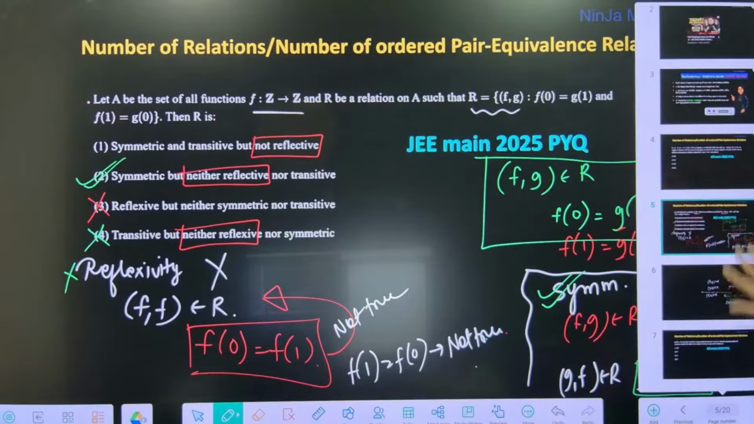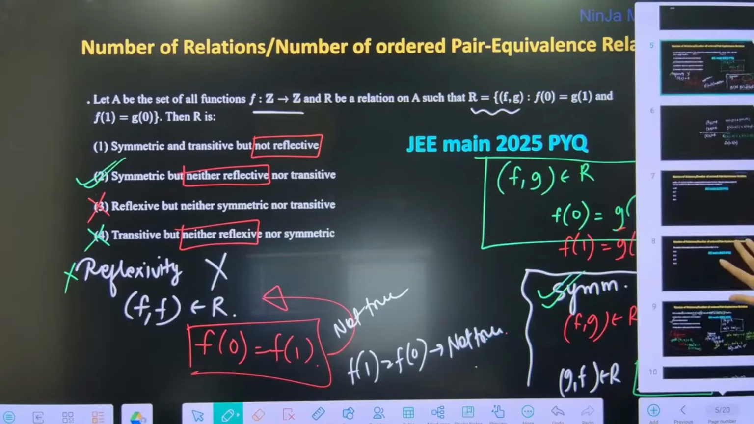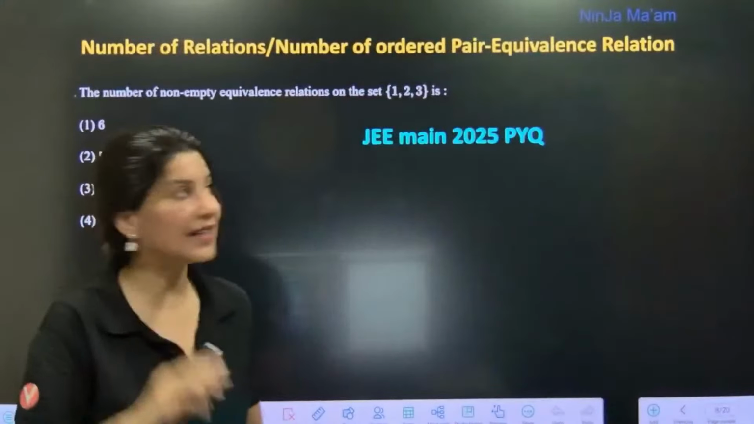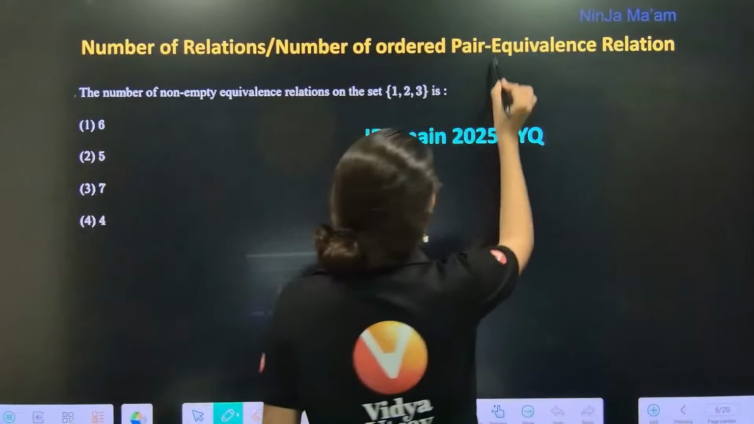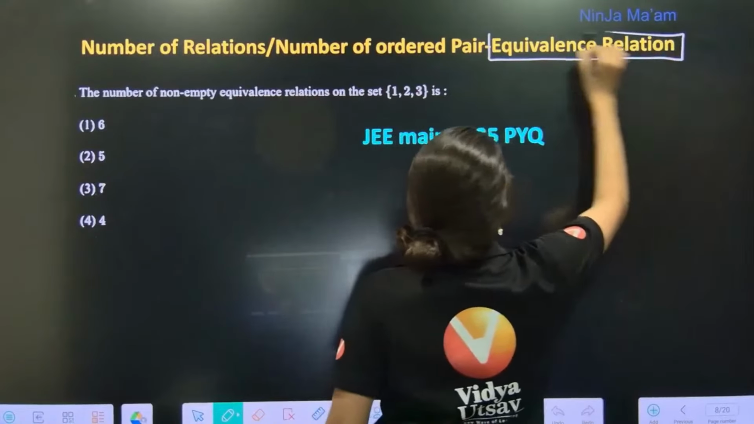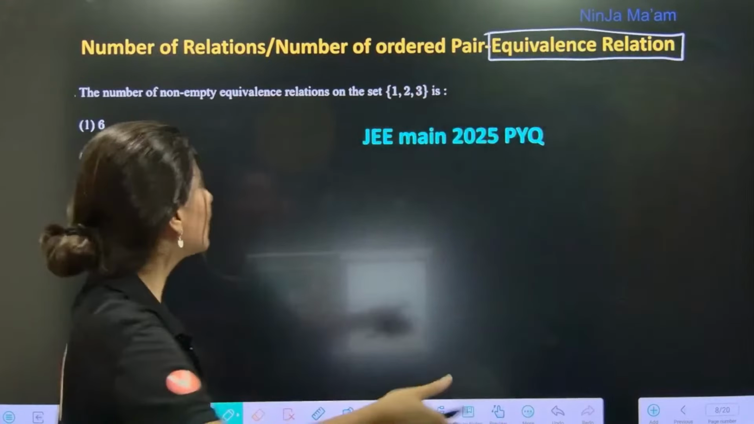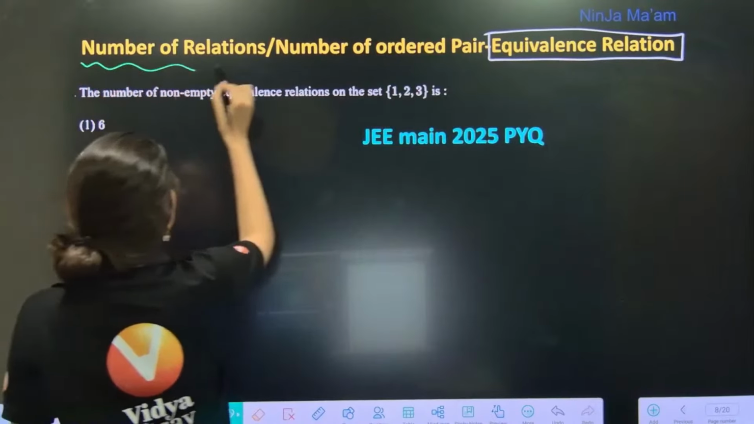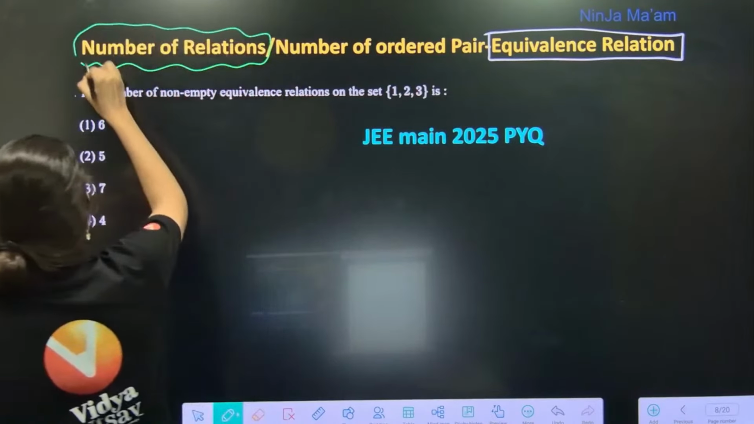Now one question we'll be doing, which is this. See, I told you there are 3 categories of questions. Either they will ask you whether it is an equivalence relation or not, basically symmetric, reflexive, transitive, or they will ask you the number of relations. How many relations are possible?